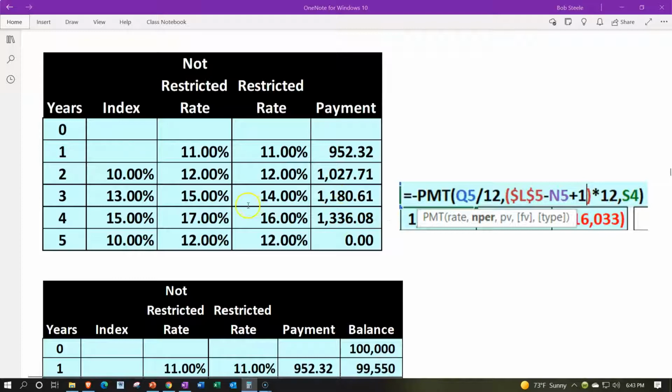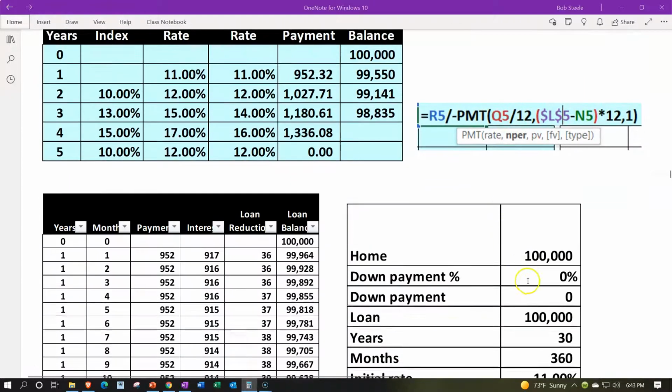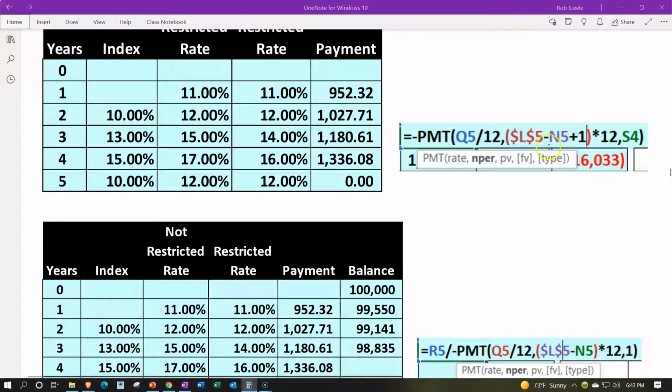So then the next one, we can see the next one on year 3. We got the 1,180.63. The rate went up to 14%. It was capped because the index went to 15. It was capped for the 2% rate restriction. Calculating the payment, negative payment. Q5 is the rate divided by 12. 14 divided by 12, comma, number of periods is going to be that 30 years first, minus N5, which now represents that 3, plus 1, so basically 30 minus the 2 times 12, and then comma, the present value is going to be the prior balance, which would be the prior balance here.